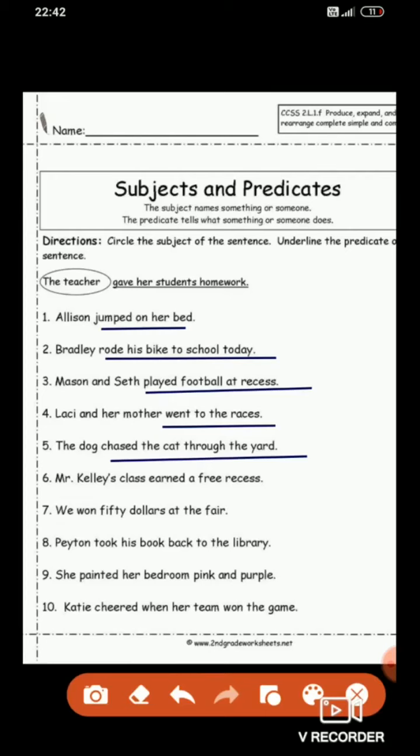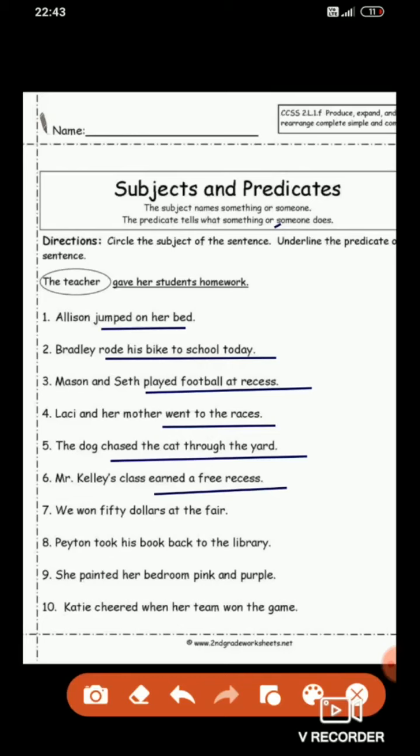Clear? Next, Mr. Kelly's class earned a free recess. I repeat, Mr. Kelly's class earned a free recess. Here, earned a free recess is a predicate because earned is a verb, and the predicate always starts with the verb. Who earned a free recess? Mr. Kelly's class. You will get the subject as an answer.